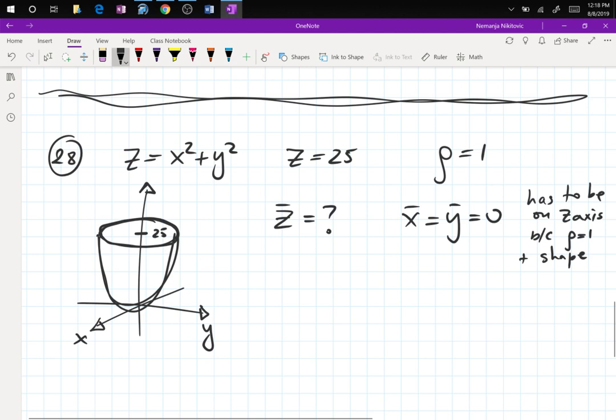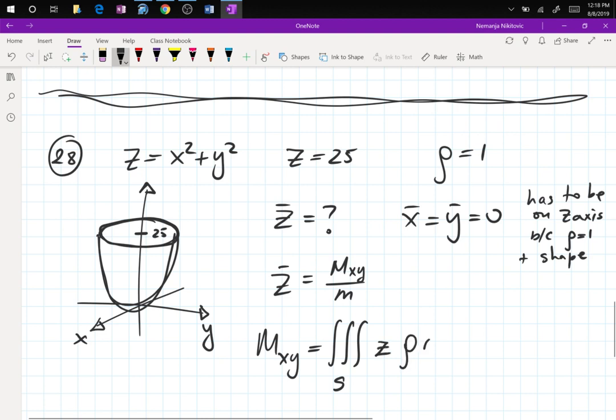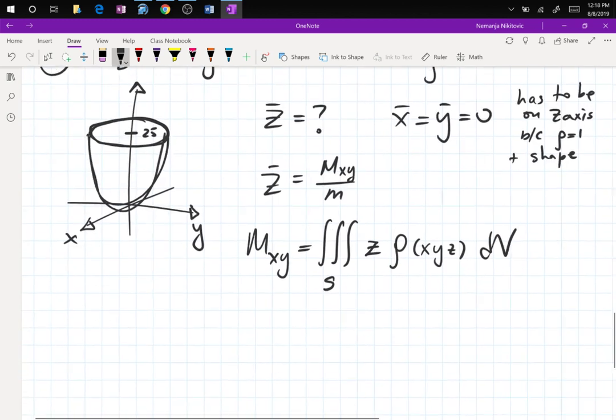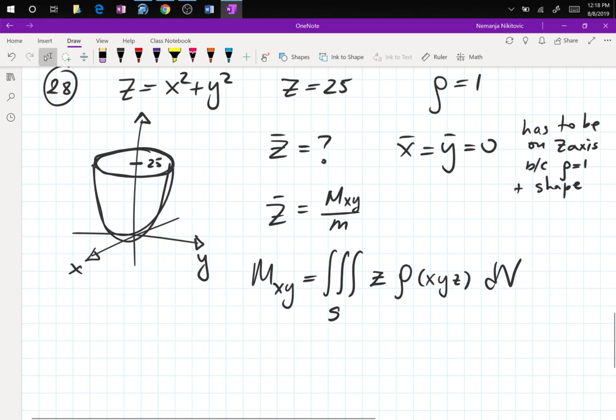Okay, so how do I find z bar? I find z bar when I take the moment Mxy and divide by the mass m. Moment Mxy was the triple integral over region S of z times rho of xyz times dV. Great. So now I get to set this up. Mxy is equal to the triple integral.